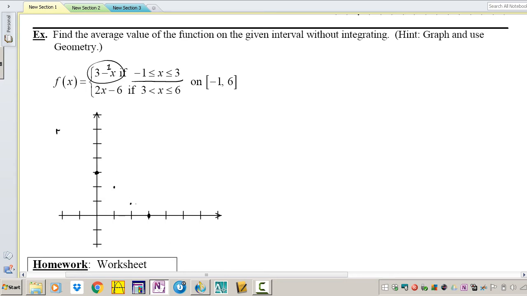So let me draw that again. There it is. Ah, I still messed up. It starts at -1, then it ends at 3. So I'll get it right this time. Okay, and it's closed according to my equality signs.